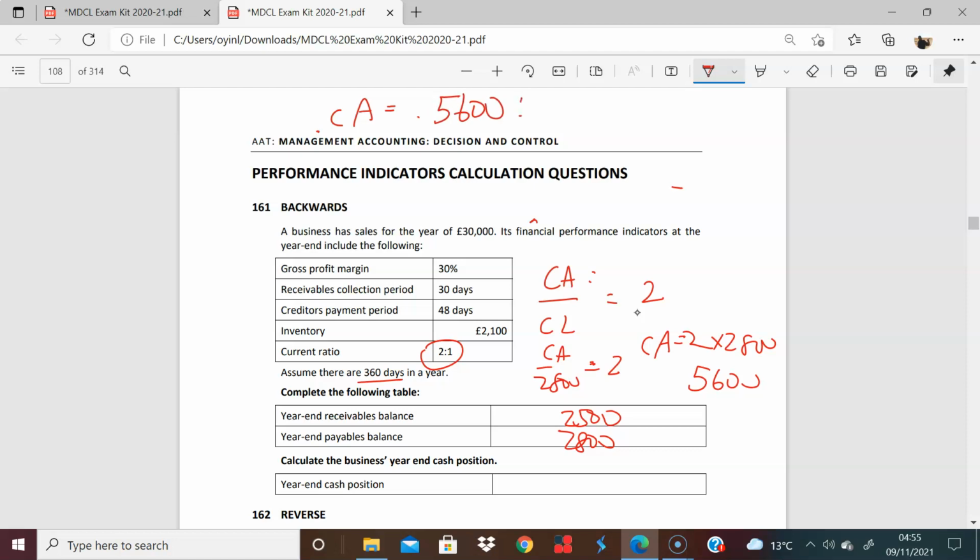What does this mean? Well, I have inventory of 2,100. I have receivables of 2,500. So the difference must be my cash, because current assets are inventory plus receivables plus cash, right? So I have 5,600 is equal to 4,600 plus X, which means that my cash is 1,000. My cash is 1,000, isn't it? Right, and this cash is 1,000.